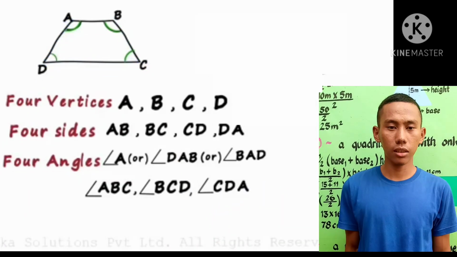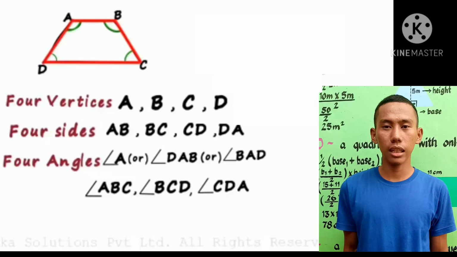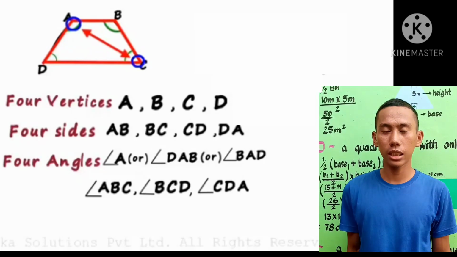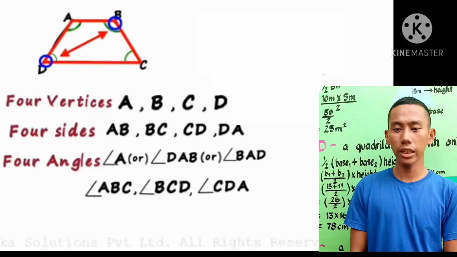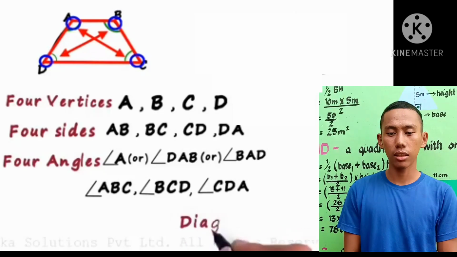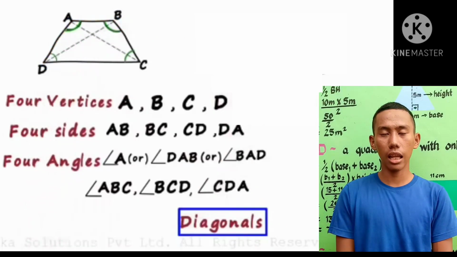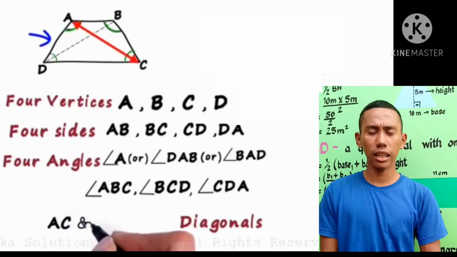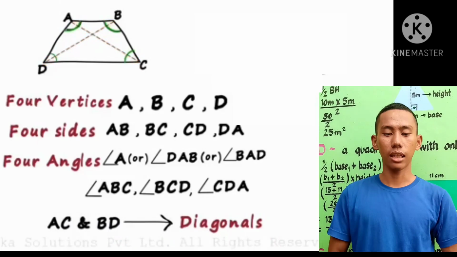The last basic concept that you need to know: in this quadrilateral, vertices A and C are opposite to each other, and vertices B and D are opposite to each other. The lines joining the opposite vertices are called the diagonals of the quadrilateral. So these lines are called diagonals. In this figure, we can say that AC and BD are diagonals.